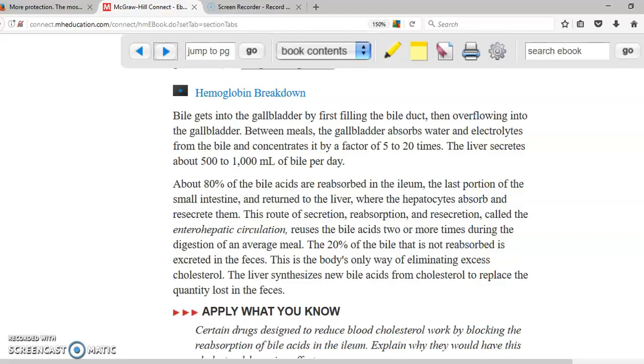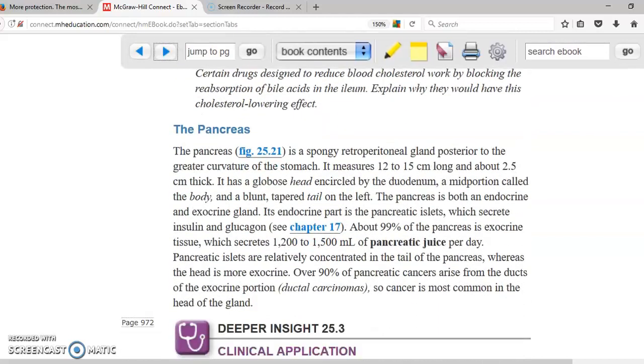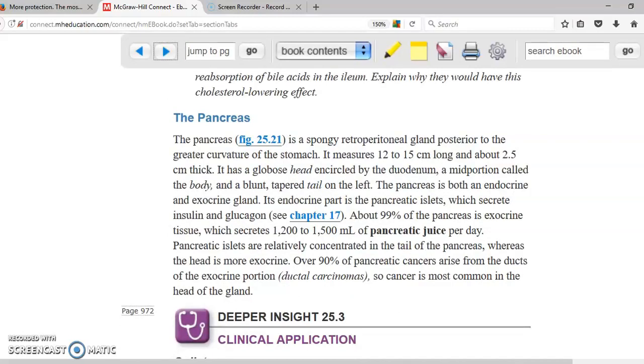Out of the bile that gets released, approximately 80% of it gets reabsorbed in order to be reprocessed into bile again. So that's something that you need to remember. The 20% remaining is eliminated in feces, and this is the only way in which we are able to eliminate cholesterol from our body. For the next topic, pancreas.